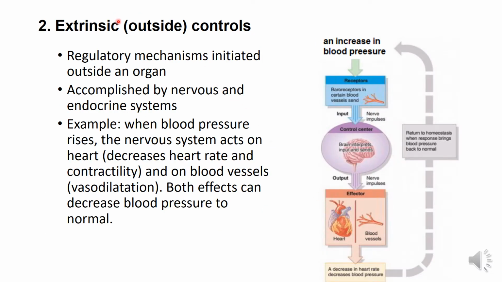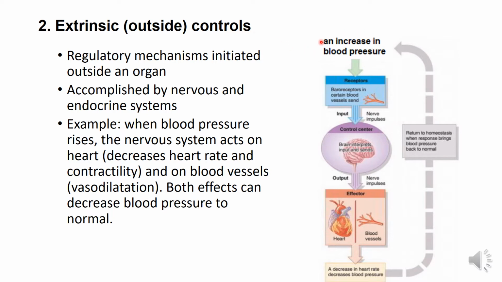The other control system is called extrinsic. It means outside the organ. And this extrinsic control, usually it is done by the nervous and endocrine system. So let us take an example for this extrinsic control of the homeostasis.